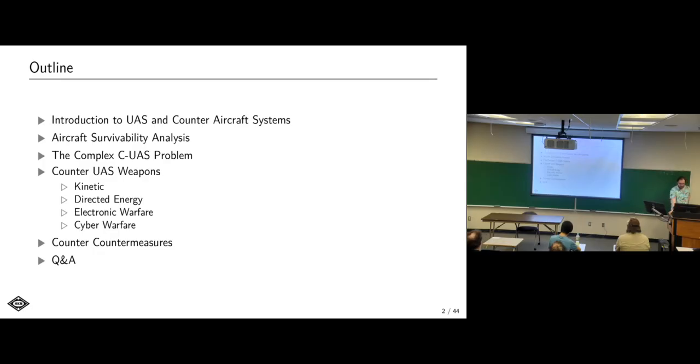It's about UAS and counter-aircraft systems, a little bit of aircraft survivability, and the complexity of the counter-UAS problem, and then get into probably why most people are here, which is the weapons of counter-UAS and some of the ways you take down a drone. We'll talk at the end a little bit about countermeasures and why this is a cat and mouse game perpetually now, and have some questions answered at the end.